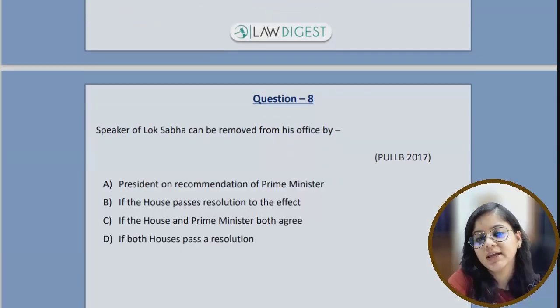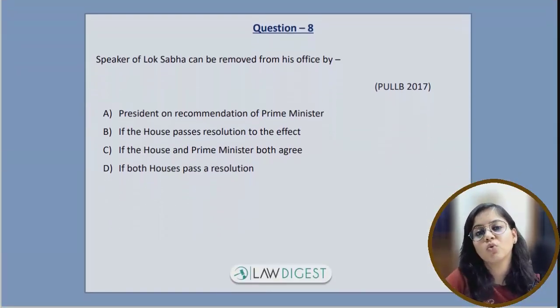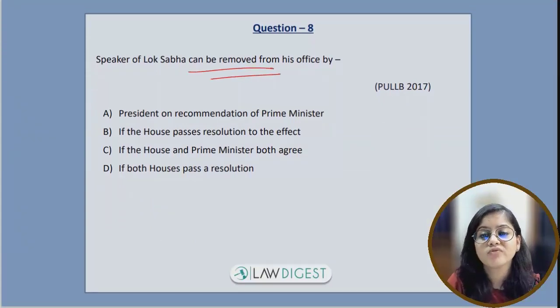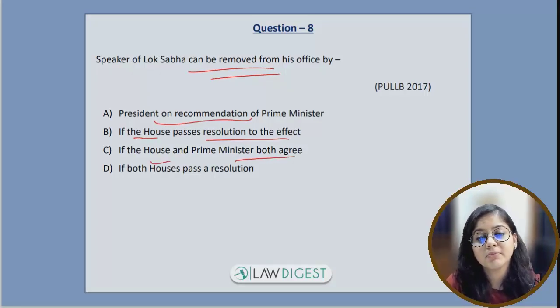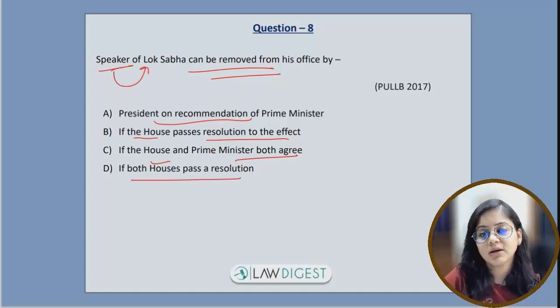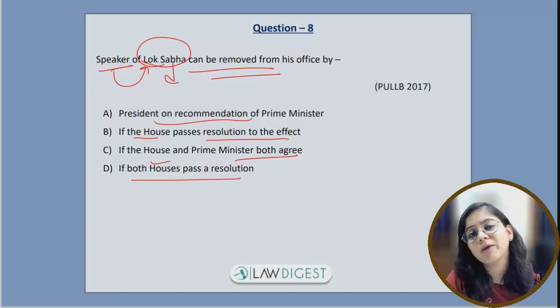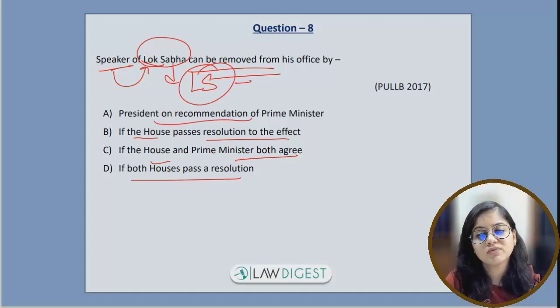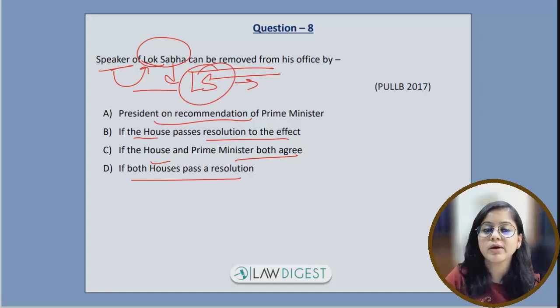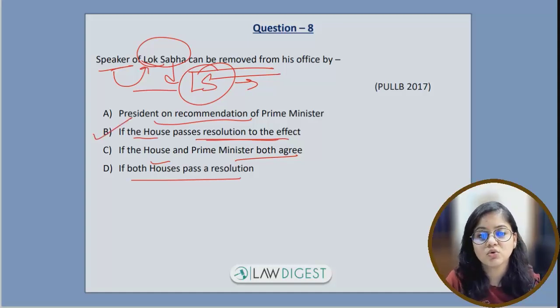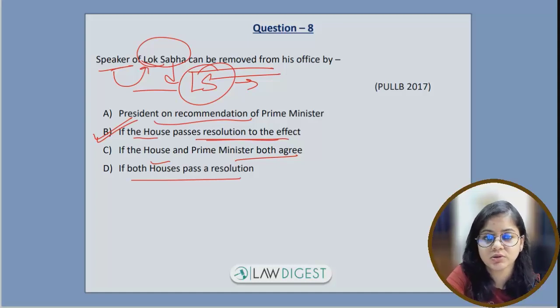होना चाहिए. Then Question 8 says, Speaker of Lok Sabha can be removed from his office by President on recommendation of the Prime Minister if the House passes the resolution to that effect, if House and PM both agree, or if both the houses pass the resolution. तो यहाँ पर हम Speaker of Lok Sabha की बात कर रहे हैं. So he is the Speaker of one particular house only, and therefore it is only the Lok Sabha, the members of the Lok Sabha who can remove the Speaker of Lok Sabha. And how can they do that? They can do it through a resolution that is passed by the majority. So option B is the correct answer to this question.